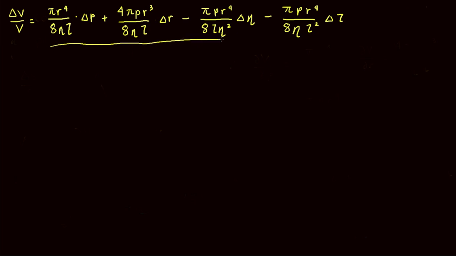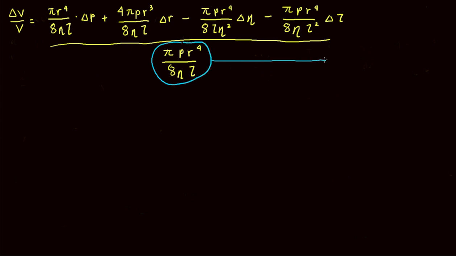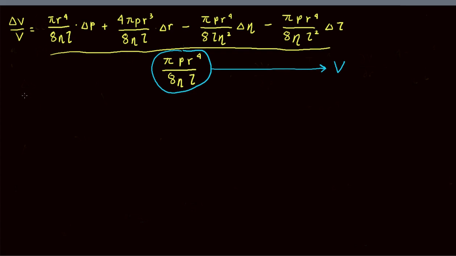Over what? So delta V over V. Our V function, if you guys remember, is just pi P r to the power of 4 over 8 nu L. This is our original V equation.